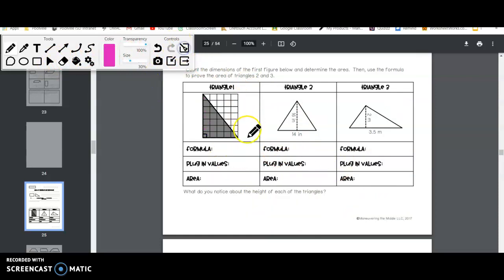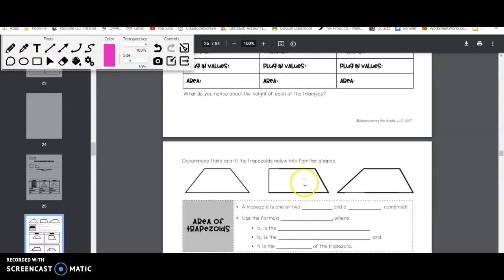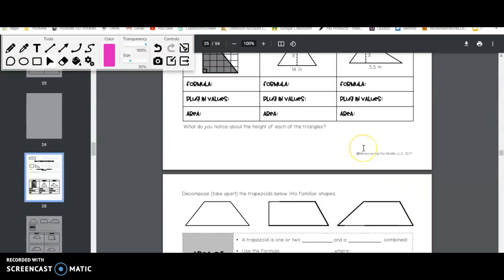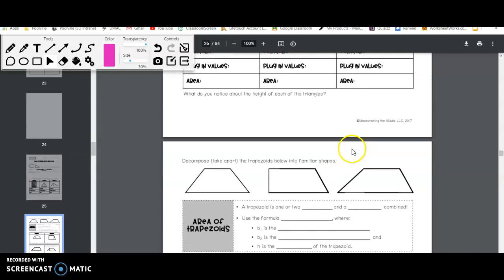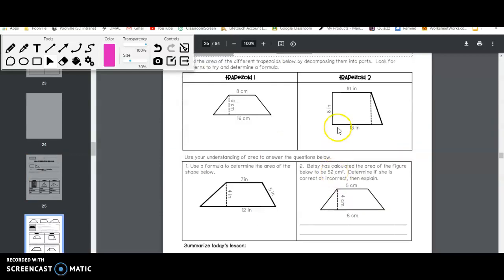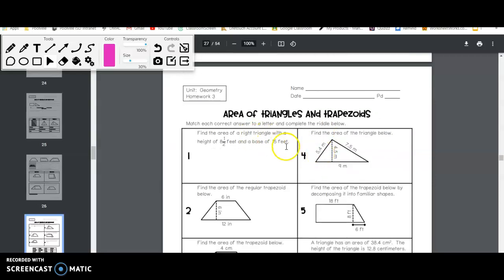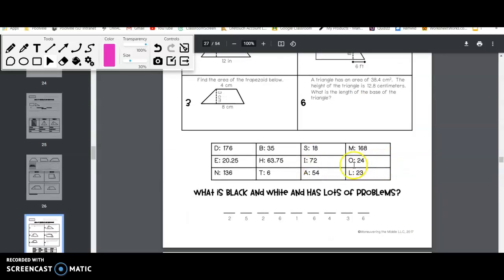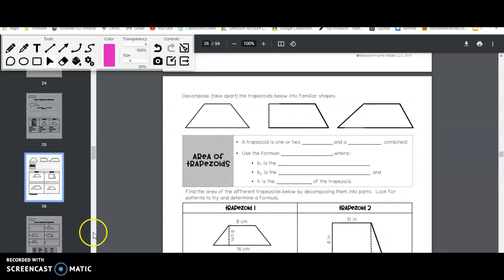I'm going to delete it. And we're going to stop right there. There's a triangle one. I'm going to make another video for the trapezoid. And then after you go through the trapezoid video, there's going to be a small homework assignment, okay?